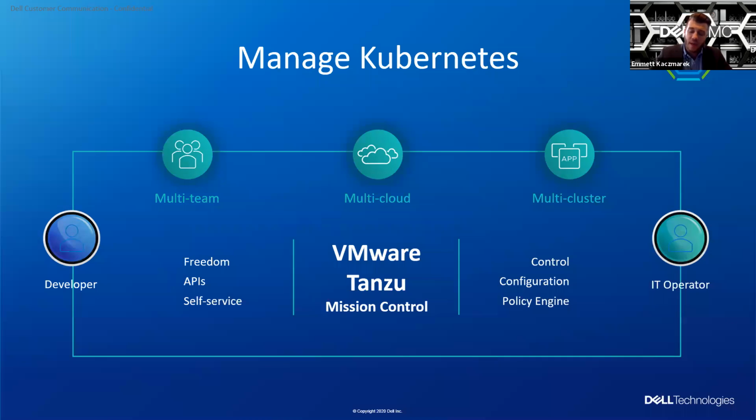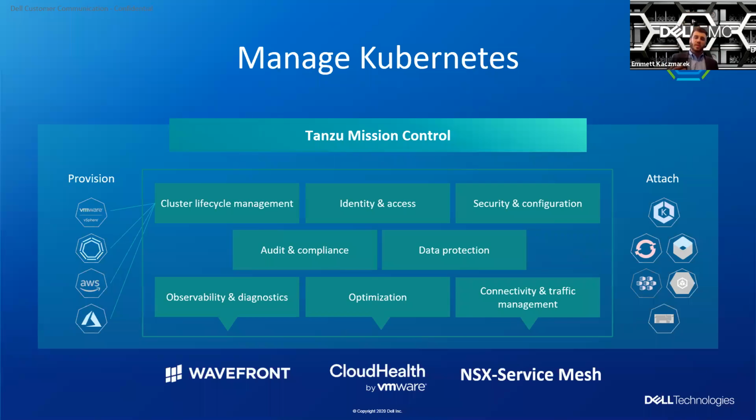So when we double click on this and look at really what's going on under the covers within Tanzu Mission Control, customers are going to have the ability to provision their clusters and do cluster lifecycle management across their private cloud on vSphere, across AWS, Azure, GCP, and VMware Cloud. They're going to be able to set up identity and access, security and configuration, audit and compliance, and they're also going to be able to attach additional Kubernetes into Tanzu Mission Control, attaching in OpenShift or Rancher or GKE or AKS. And where I have the most concern is on the data protection aspect here.